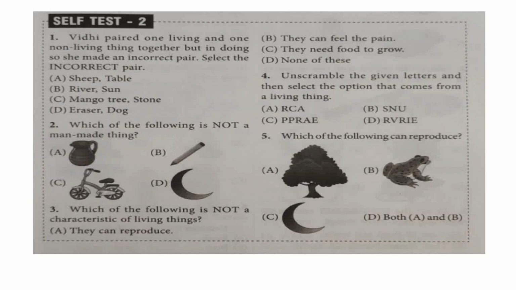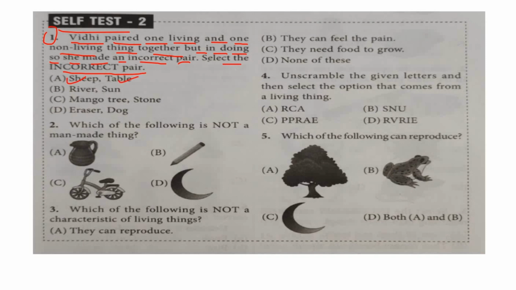Now let's solve self-test 2. So self-test 2, first question is, Vidhi paired one living and one non-living thing together, but in doing so she made an incorrect pair. Select the incorrect pair. So we need to select the incorrect pair, and the pairing has been done as one living and one non-living. So let's see. Sheep is a living thing and table is a non-living thing.